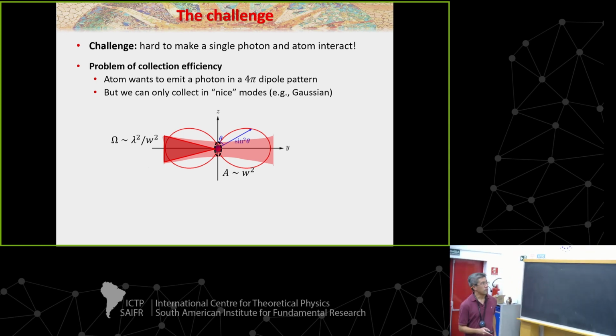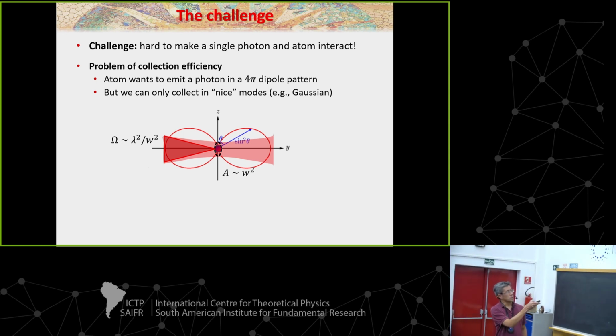So you might remember from classical optics that the tighter you focus a Gaussian beam, in other words the smaller W squared is, the faster the beam diverges away from the focal plane. In fact, if you focus on the focal plane to an area W squared, then the solid angle subtended by the Gaussian beam in the far field is lambda squared over W squared. So the fraction of the energy that you catch from this dipole pattern is basically the solid angle of the Gaussian mode divided by 4 pi.